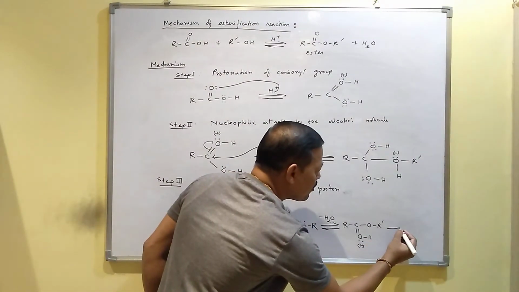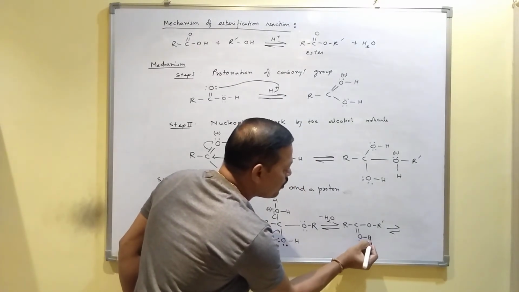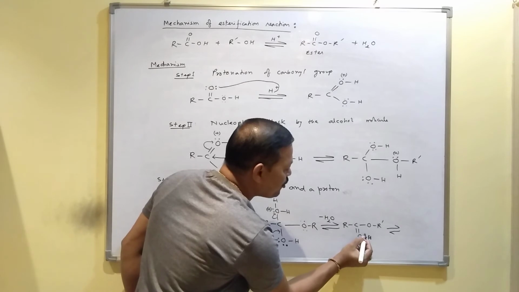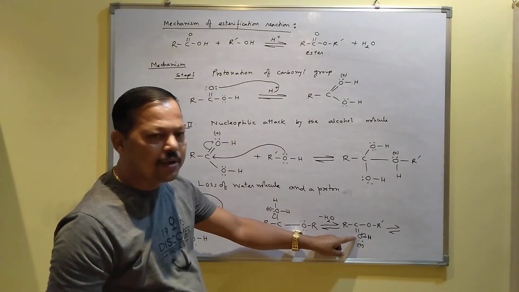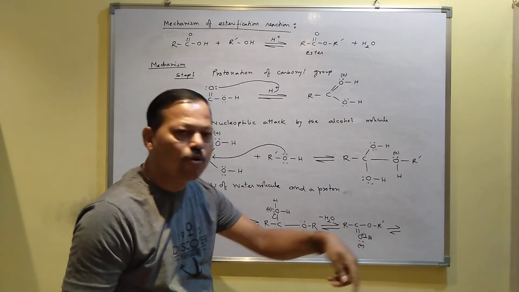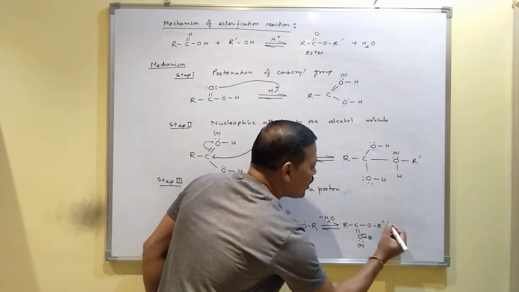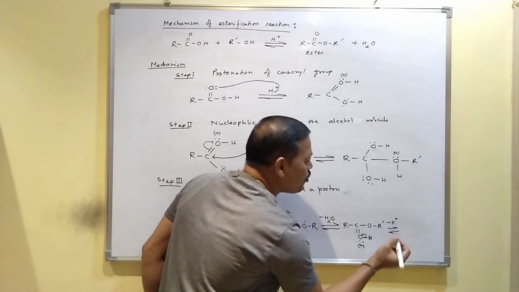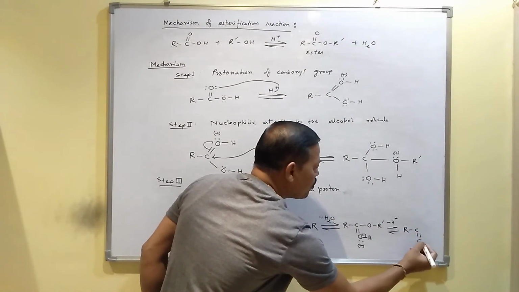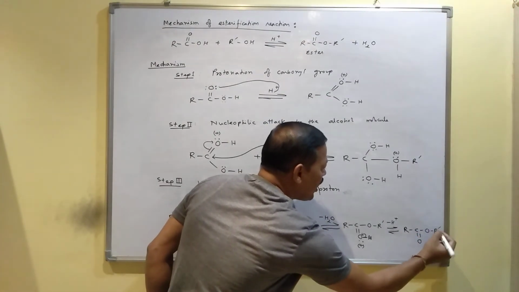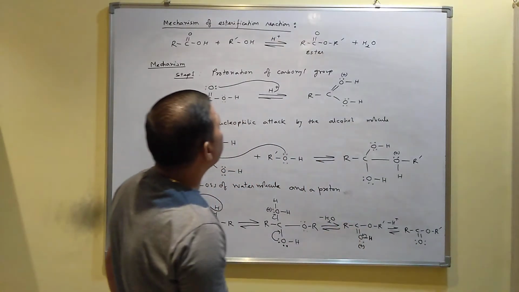Now what happened? This OH bond will break and the electron will come towards oxygen. So again you will get two lone pairs, and the H plus ion will be removed from the compound. So that's why I have written minus H plus. I mean the H plus ion is removed from it. Then what will you get? R C double bond O R dash. So here now two lone pairs, and that's why it becomes neutral.